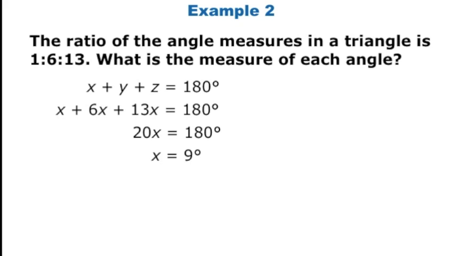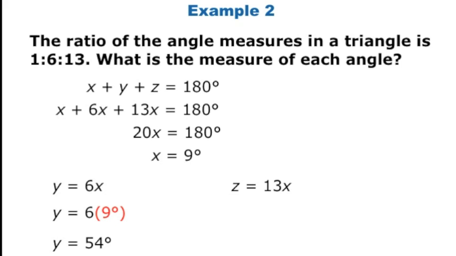But remember we replaced y with 6x. So doing that reminds me, okay, it's not just that each angle is 9 degrees, but that I need to plug in the 9 here for x and have 6 times 9, or 54 degrees for my actual angle. So the second angle there is 54 degrees. The third angle is z, which we replaced with 13x. When I plug the 9 in, I multiply it times 13, and I get that z is 117 degrees. So my three angles are 9 degrees, 54 degrees, and 117 degrees.